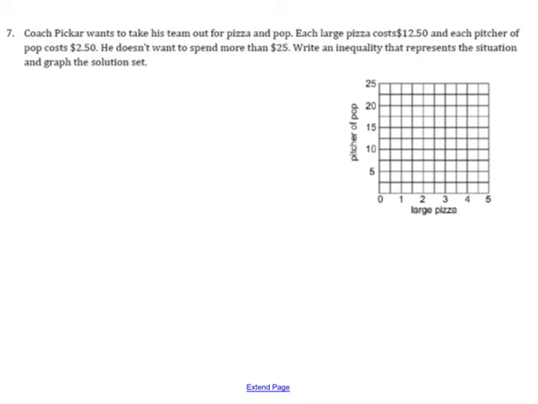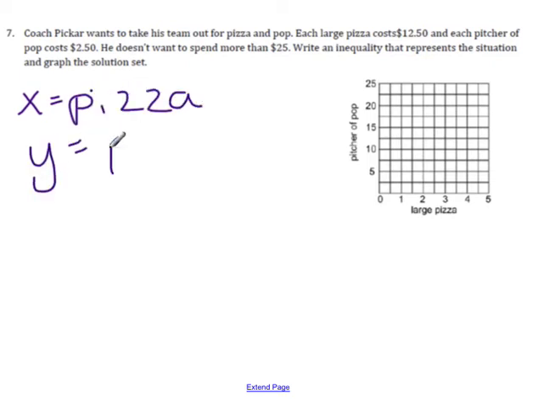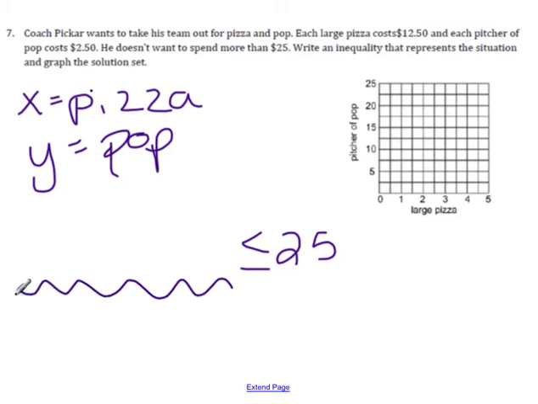It says that Coach Picard wants to take his team out for pizza and pop. Each large pizza costs $12.50, so I'm going to let x represent pizza. And each pitcher of pop costs $2.50. So I'm going to let y represent pop. He doesn't want to spend more than $25. So here's my $25. So whatever I spend, I'm going to write an equation for right here. And whatever I spend needs to be less than or equal to $25. So for every x pizza that I buy, it's going to be $12.50. For every y pop that I buy, it's going to be $2.50.